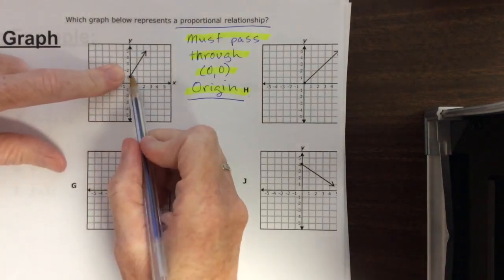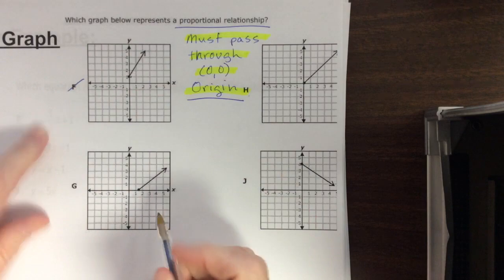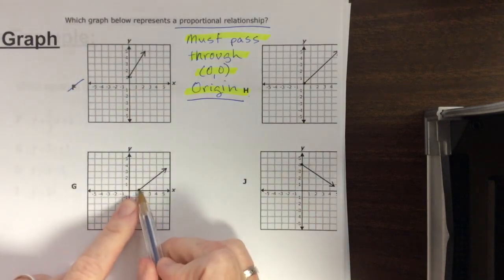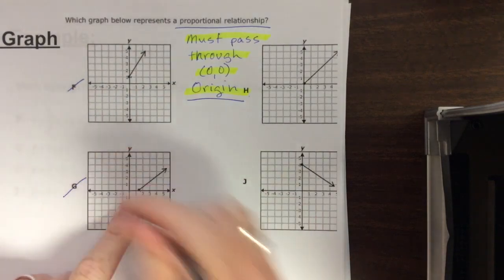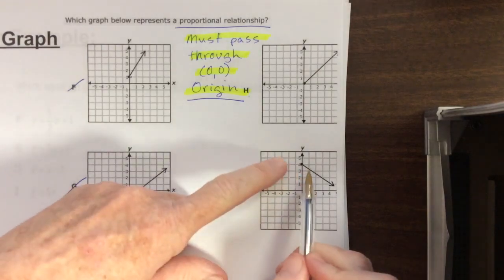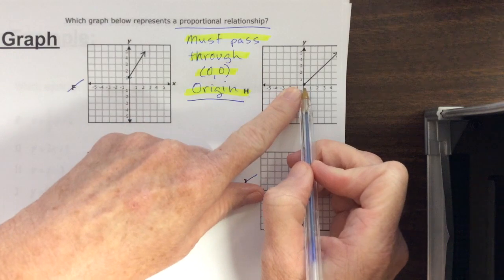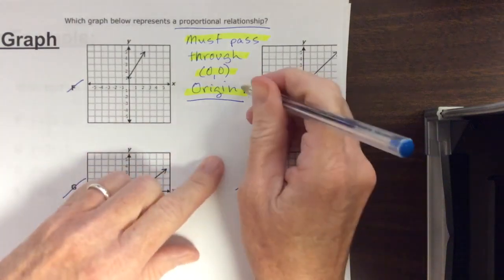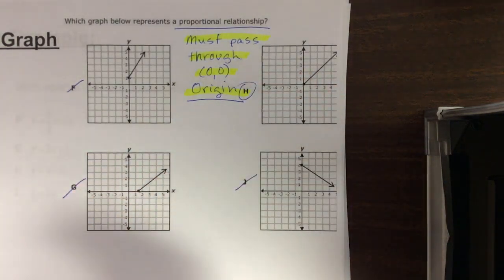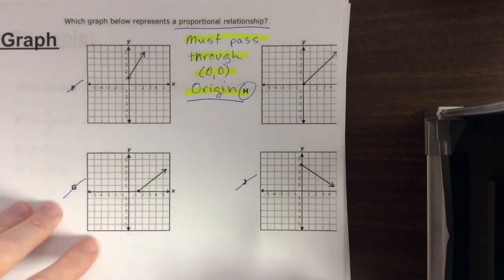This one starts at 1, so that can't be it. This one starts here. That can't be it. This one passes through 4. That can't be it. This is the only one that passes through 0, 0. So therefore, that's your answer. Yes, it really is that easy.